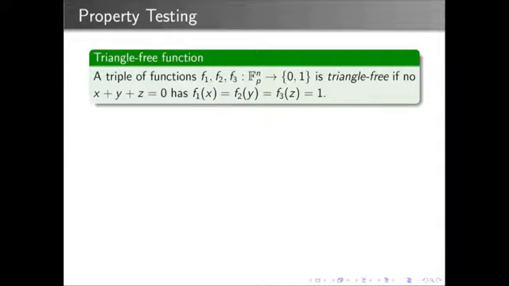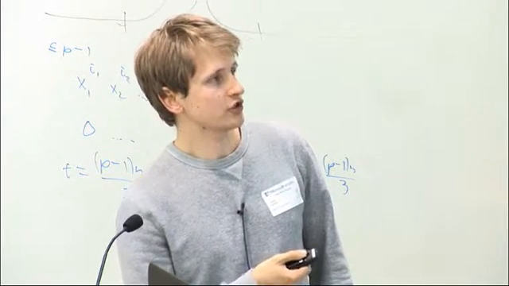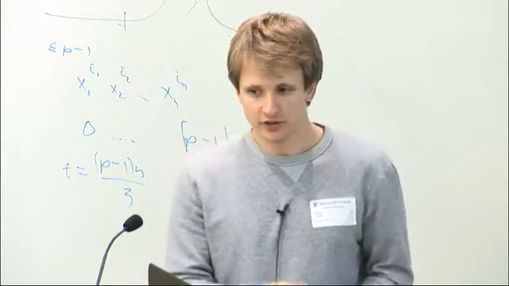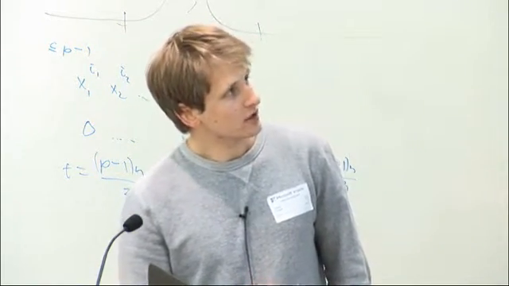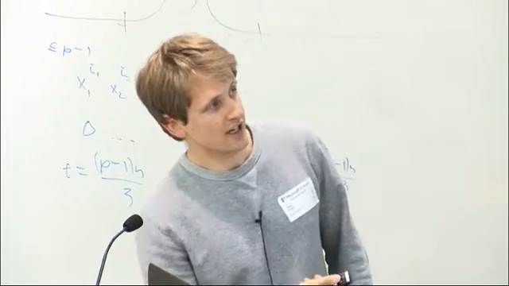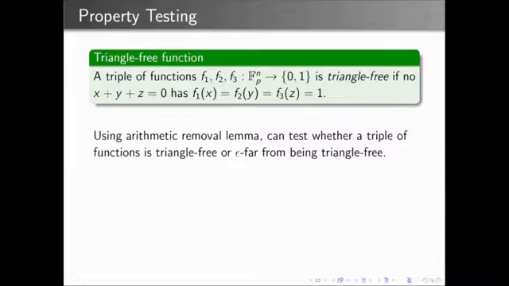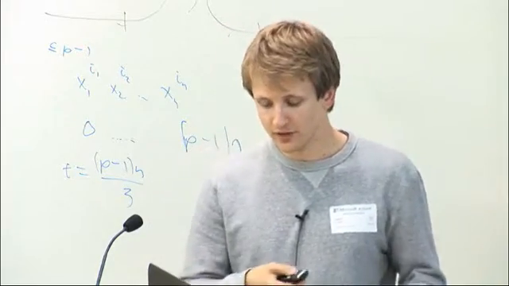For example, let's say the domain is 3 disjoint copies of F_p to the n, or in other words, we have a triple of functions f1, f2, f3, which we can think of as the characteristic functions of sets, and the property is being triangle free. So if x plus y plus z equals 0, we cannot have each of these be equal to 1. Now, using the arithmetic removal lemma, we know that if a function is epsilon far from being triangle free, then we in fact have a large density of triangles.